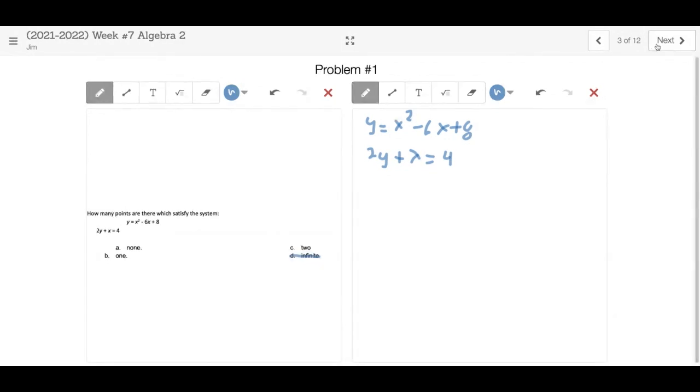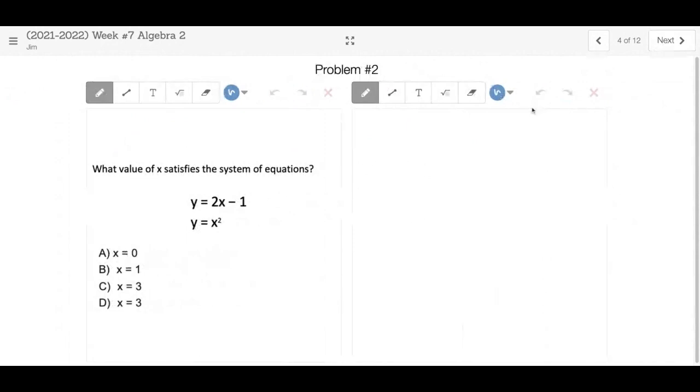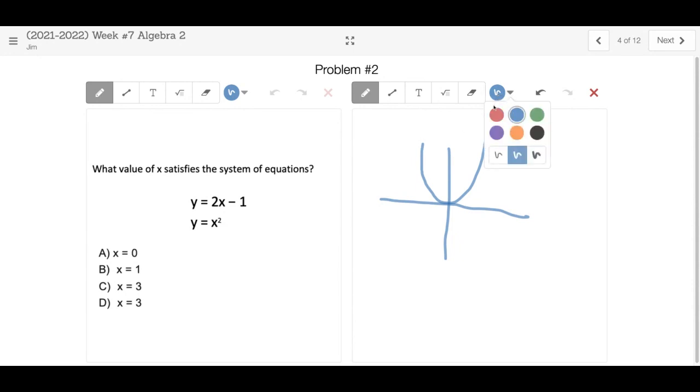Okay, let's go to problem number 2 on the practice. Number 2 says, what value of x satisfies the system of equations? So what value of x? Now I'm looking at this, and I know how to graph this out pretty easily. x squared is a parabola that looks like this. I don't have any graph paper. I should have put a piece of graph paper on here. Probably would have helped. And then I'm going to graph 2x minus 1. That means my y-intercept is -1, and my slope is up 2 over 1. Alright, so it's going to look something like that.